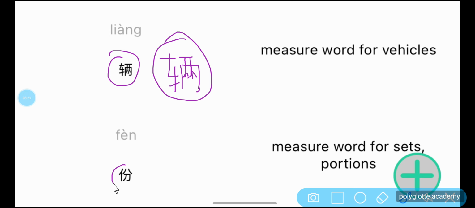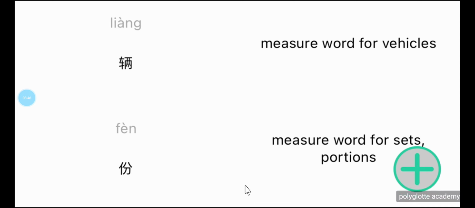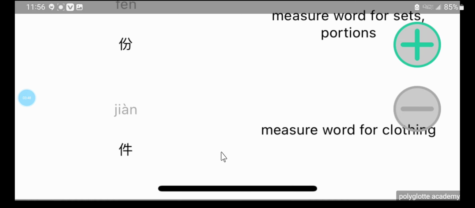The next measure word we see here is fen, which is a measure word for sets or portions. Fen, for example, the demonstration on how to write that. Fen, measure word for a set or portion of something. So, let's move on to the next one.